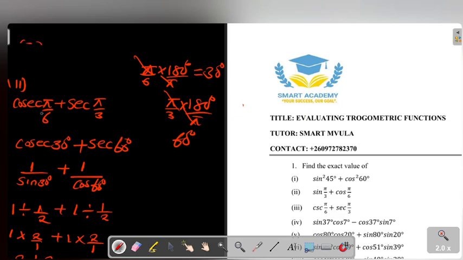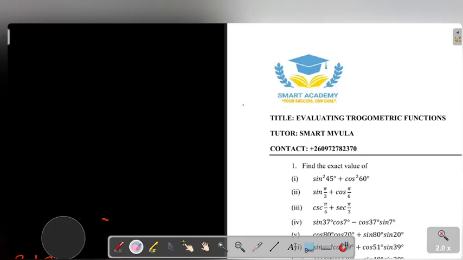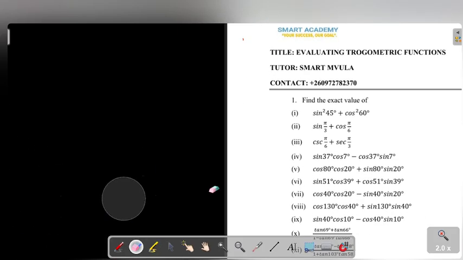Now we move to part 5. For part 5, there are double angle identities that you need to know. The first one, we'll start with sine: sine of A plus B.